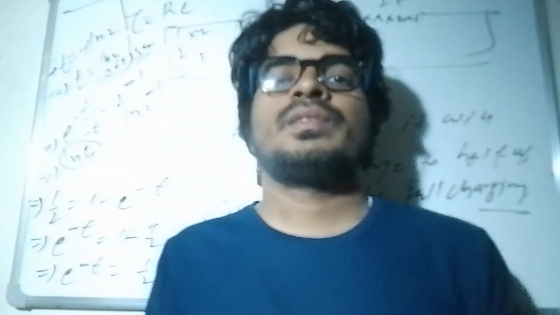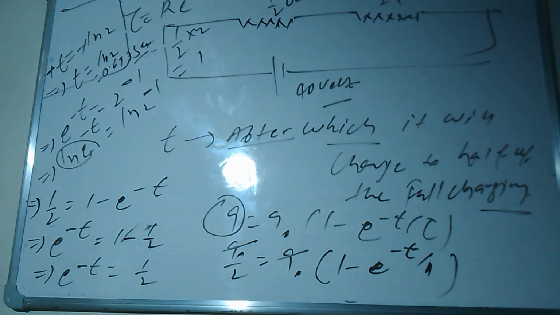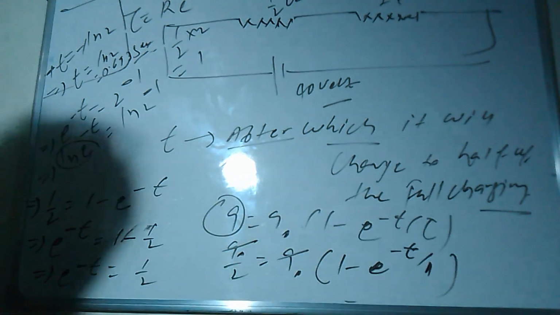So whatever is the maximum value Q naught, half of that value will be charged to the capacitor. Q naught by 2 charge will be on the capacitor.